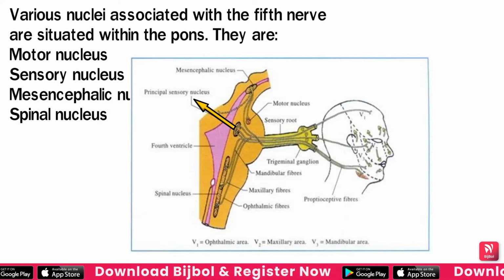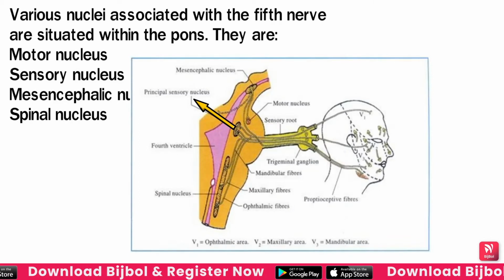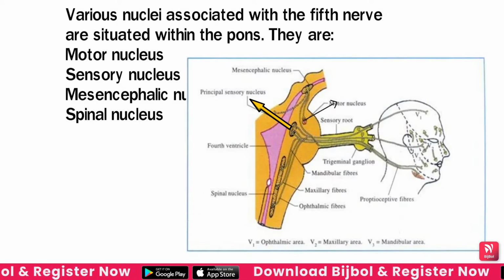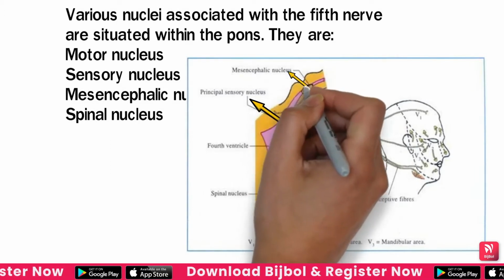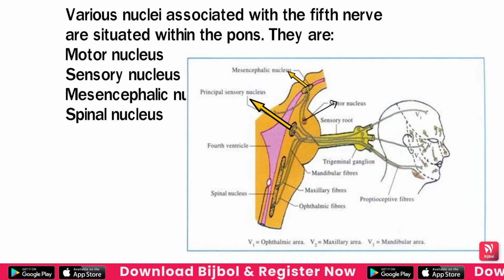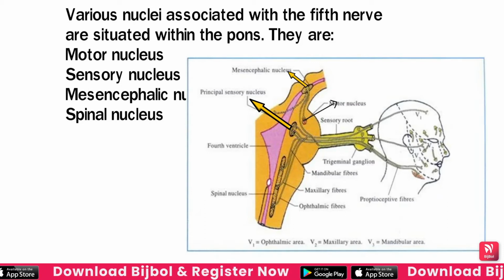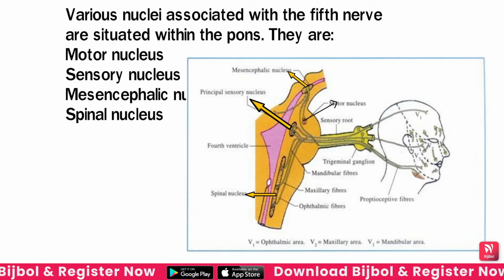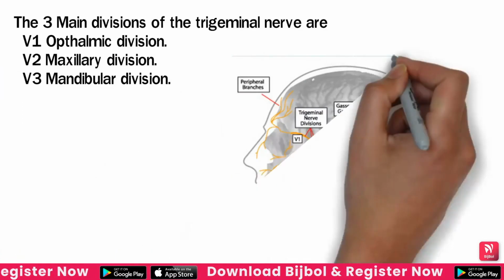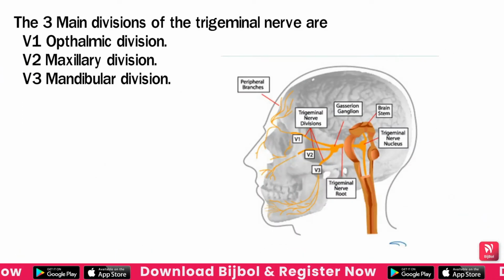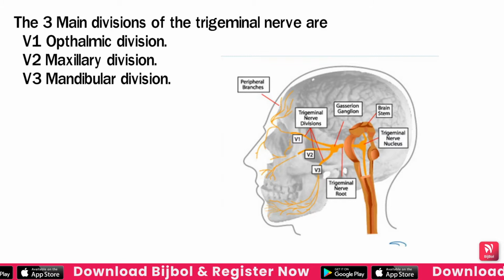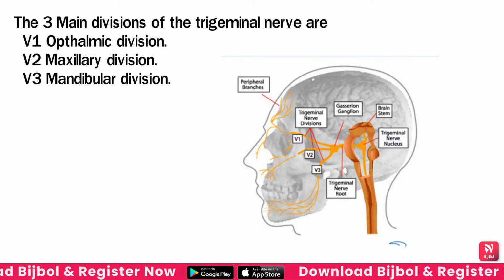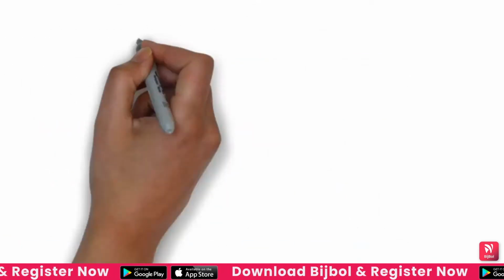Now, coming to the nuclei, the arrow indicates the principal sensory nucleus, and the next arrow indicates the motor nucleus, the next arrow indicates the mesencephalic nucleus and the last arrow indicates the spinal nucleus. These are the nuclei situated in the pons. Now, let us see the divisions again. V1 indicates the ophthalmic division as seen in the diagram, V2 the maxillary division and V3 the mandibular division. These are the divisions of the trigeminal nerve.